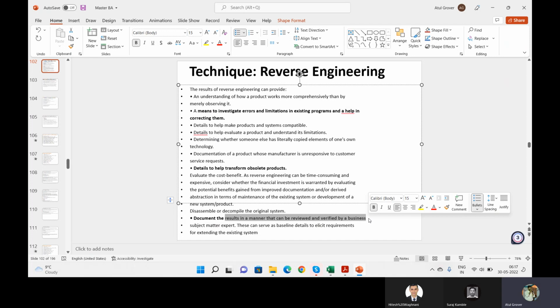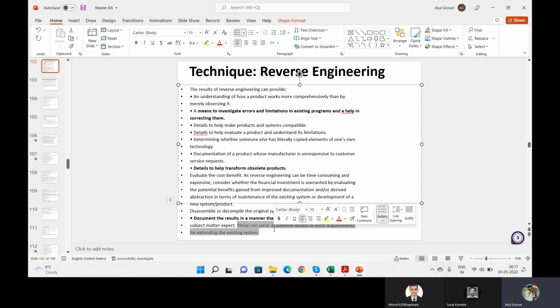It says to document the results in a manner that can be reviewed and verified by the business or SMEs. Now, if you document some processes and send them for review, and the business says, sorry, your understanding is wrong. The scooter was built so that a family can travel along with some basic luggage, and you say the scooter is one of the fanciest items as per your research and reverse engineering, then the business may not be happy with that. But if it is verified and agreed by the business, then it becomes a baseline as well.